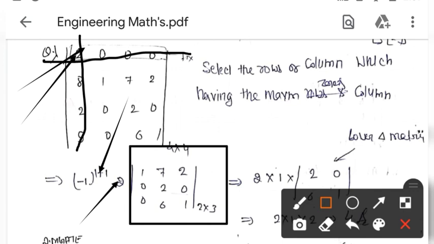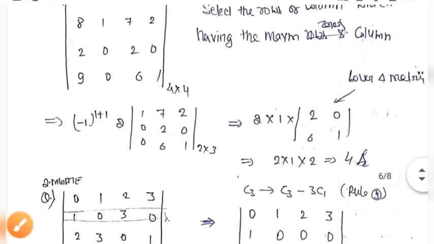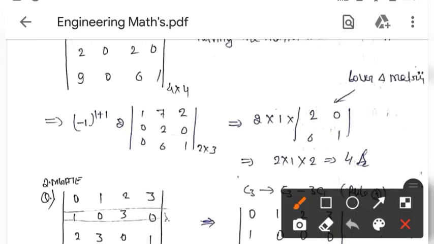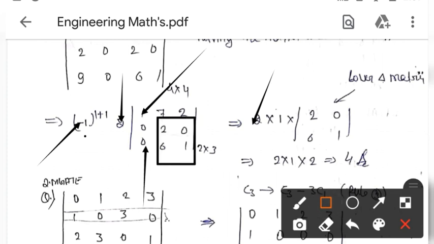Again you just find whether there is a maximum number of zeros. Look, in the first column there is a maximum of 2 zeros. Now -1 whole to the power 1 plus 1 will give the positive, so it is gone. So just write the 2 as it is over here into 1. Now write this one outside. Again it is in position 1 1, which will give a positive value. Then find the next leftover terms, which is 2 0 6 1.